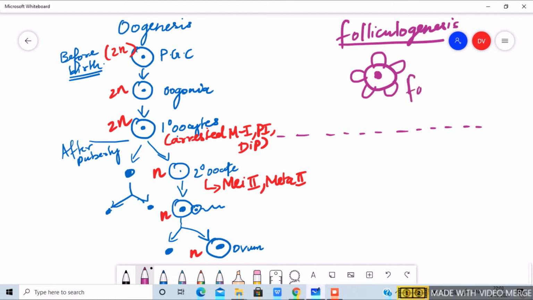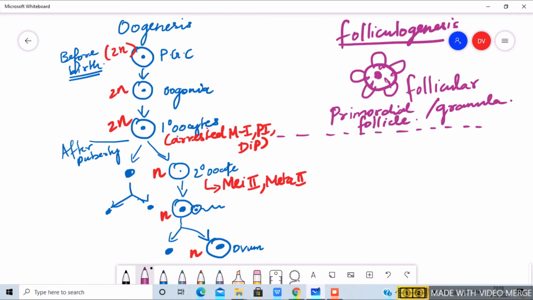So follicular cells are also known as granulosa cells, right? Very few follicular cells will be surrounding the egg. This particular follicle we call the primordial follicle. This follicle will be supplying the nutrients to the egg, and also protecting the egg. Alright guys, this is what it is doing. Primordial follicle is done now. Now let us see what happens after birth and after puberty.